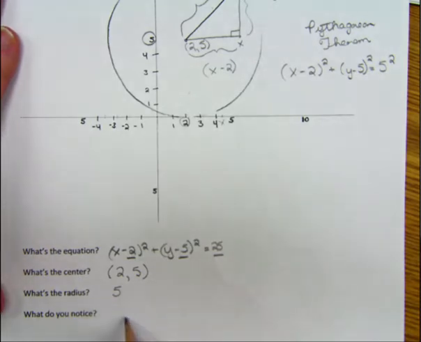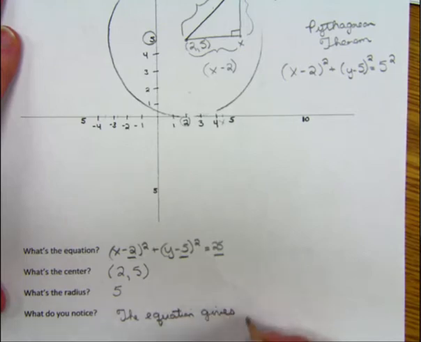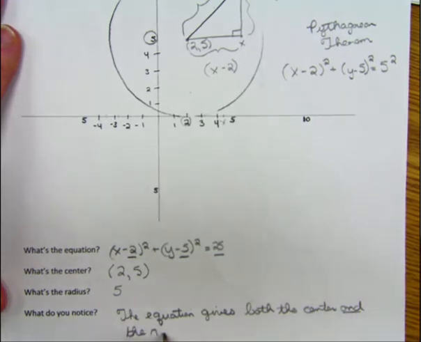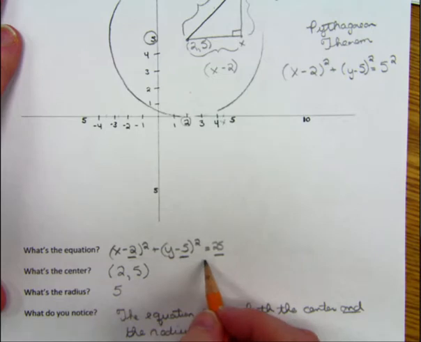So what do we notice? We notice the equation gives both the center and the radius. So this is the general form of a circle.